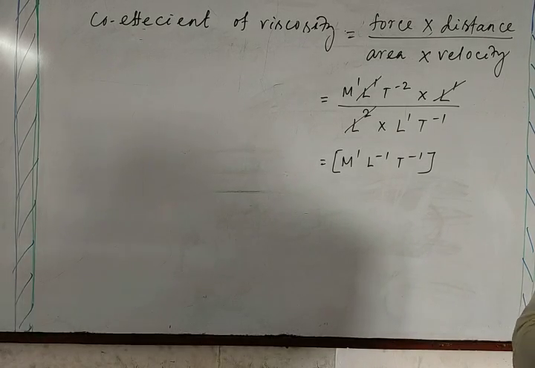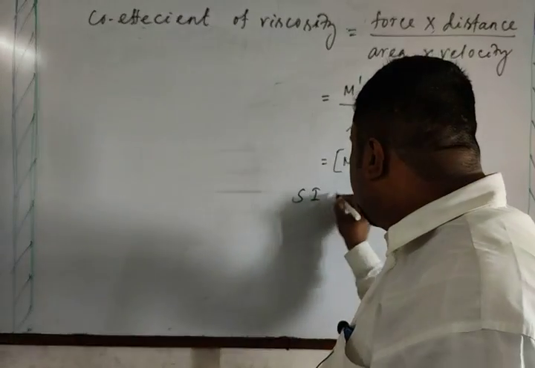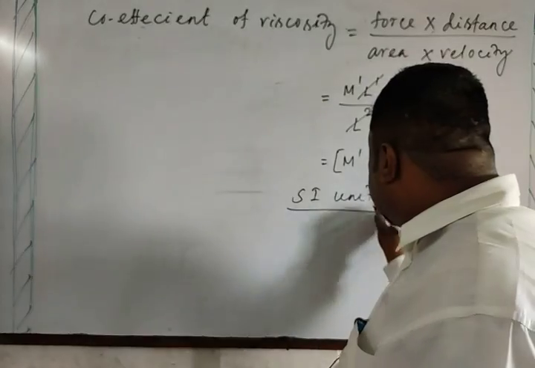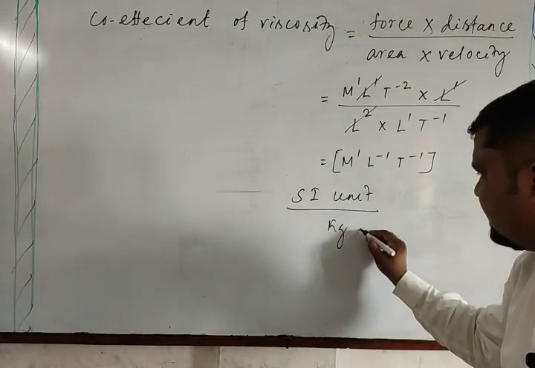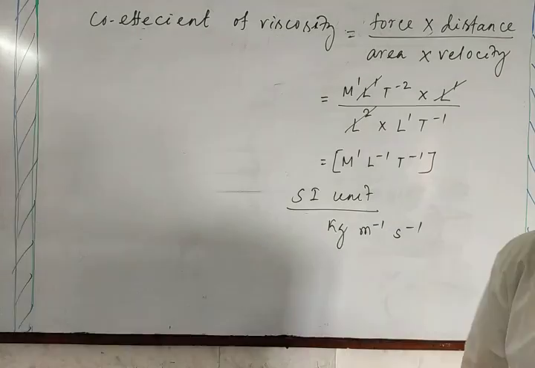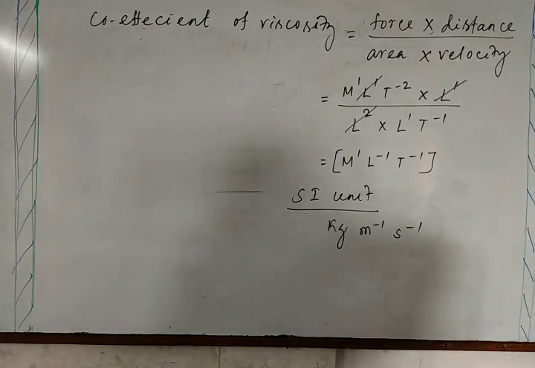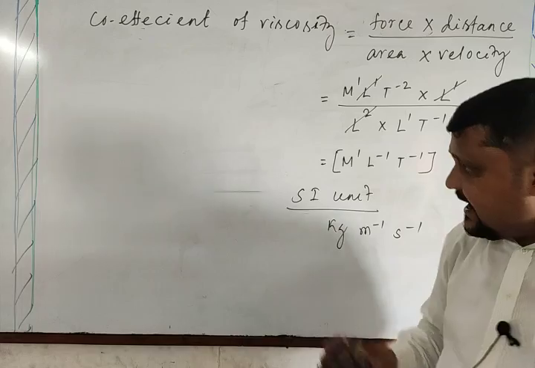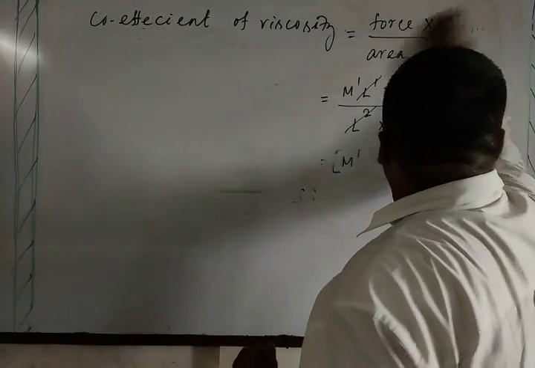And if you find the SI unit, the SI unit is kg, for M1 kg, length meter minus 1, and time second minus 1. So this is the SI unit of the coefficient of viscosity. Clear? Then another one is the gravitational constant.